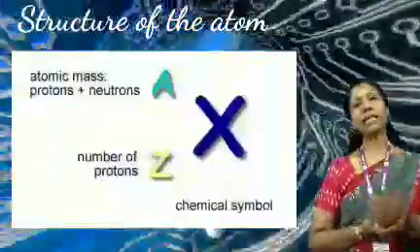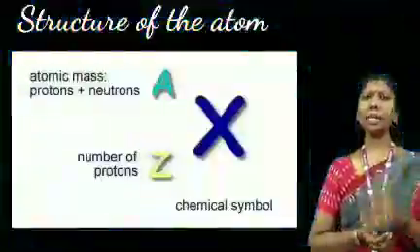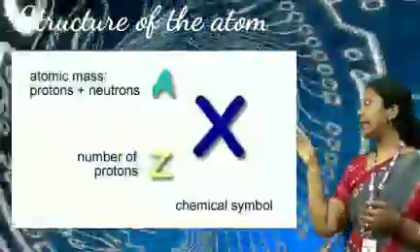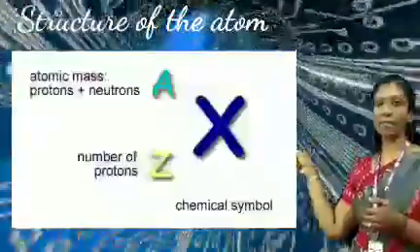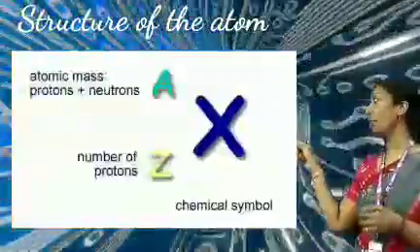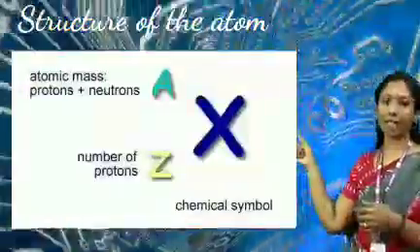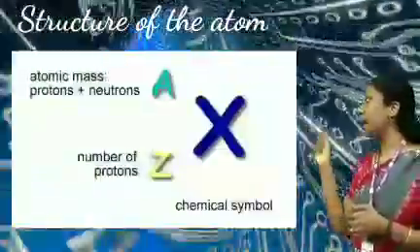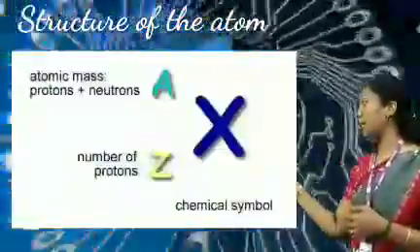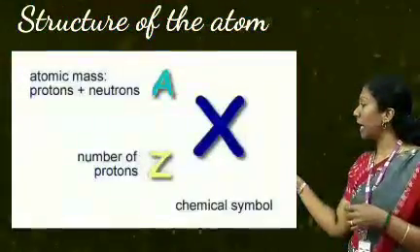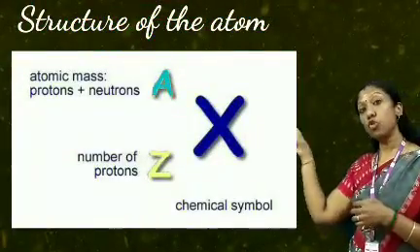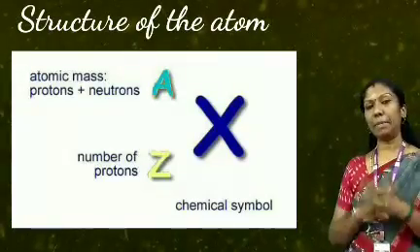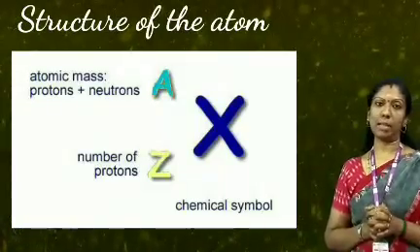Now, how will you represent an element with atomic number and mass number? The atomic number will be denoted in the left subscript of an atom and the mass number will be denoted in the left superscript of an atom of a particular element. So, when you represent X as an element, Z, the atomic number, will be in the left subscript and the mass number will be in the left superscript. This is how we will represent an element with atomic number and mass number.